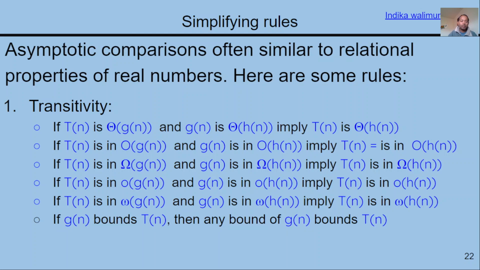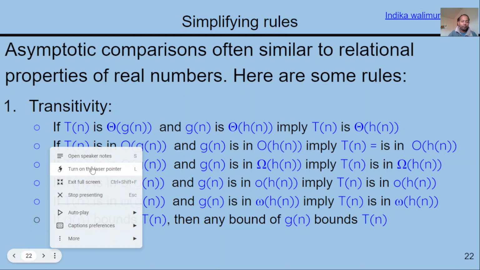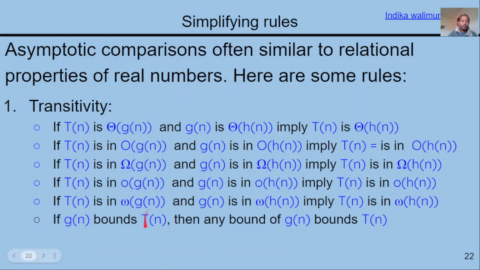So basically, in conclusion, we can say if a function Gn bounds Tn, then any bound of Gn also bounds Tn. So that's actually Hn, right? So any bound of Gn, which is Hn, bounds Tn. Okay. So what are the bounds? These are the 5 bounds. Okay.